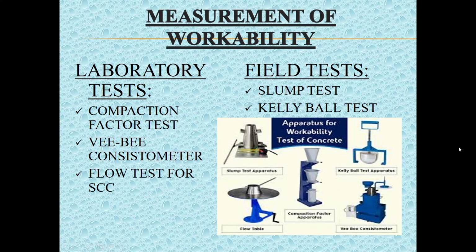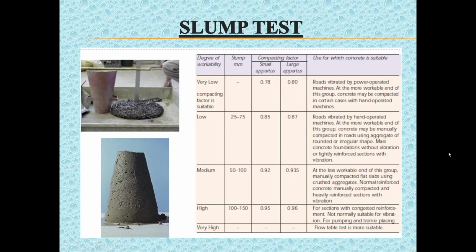Generally, slump test and Kelly ball tests are conducted at the sites to measure the workability of concrete. Slump test is the most commonly used method of measuring consistency of concrete, which can be carried out either in laboratory or at the site of work. It is not a suitable method for very wet or very dry concrete. This table shows the degree of workability and its corresponding usages.